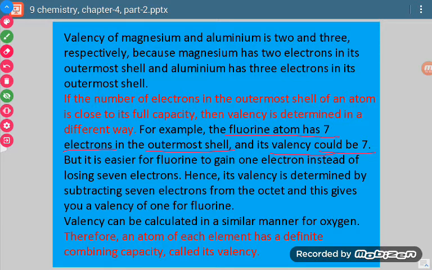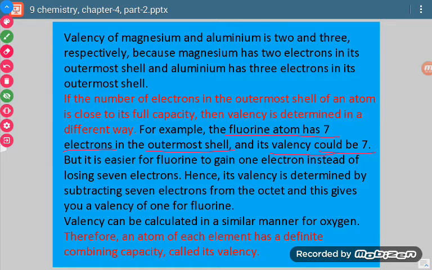We have to see its combining capacity. So what can it do? It can gain 1 electron from somewhere and acquire its 8 electrons. So its combining capacity is to gain 1 electron. So we will say that its combining capacity is 1. So its valency value is 1.